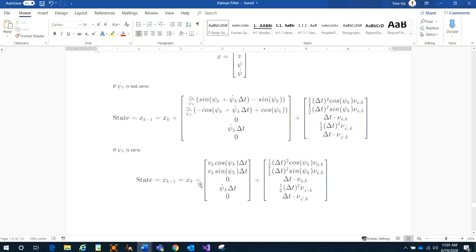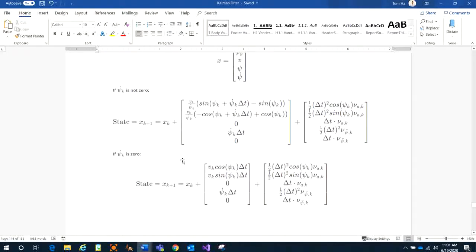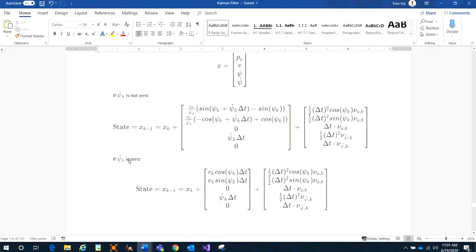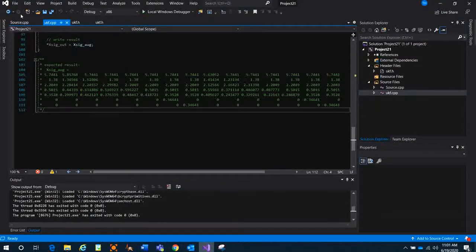So how to do that? Okay, there's a formula for the process model. You remember, in the last video I told you, when the yaw rate is not 0, it's different. When the yaw rate is 0, the object goes straight, right? And the formula right here is for when it's not straight. We have the process model right here, right? Okay, how to do it in the C++ code?